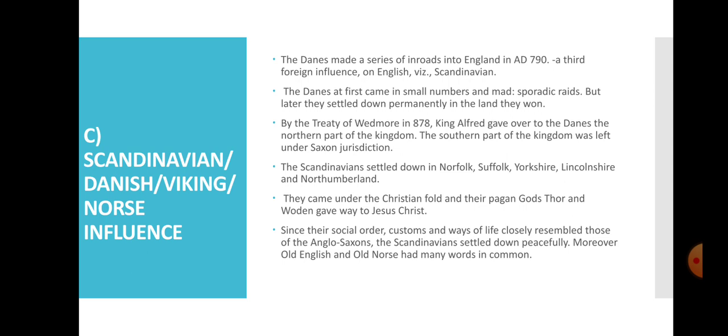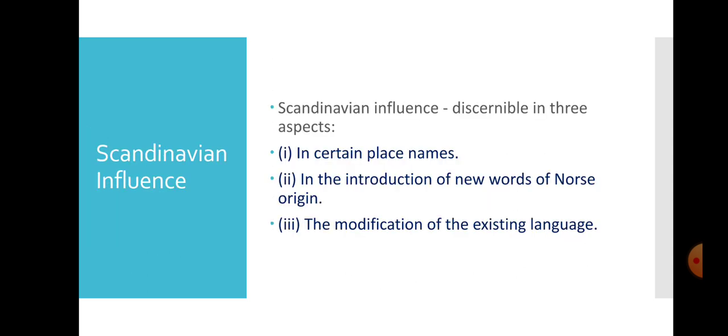Okay. Next, this is a historical part: the Scandinavian influence on the Old English or English language. The Scandinavian influence was discernible in three aspects. First, in certain place names. Second, the introduction of new words of Norse origin. And third, the modification of the existing language.